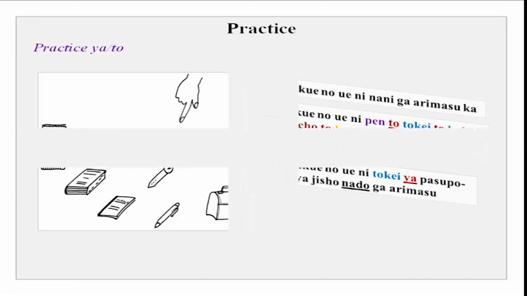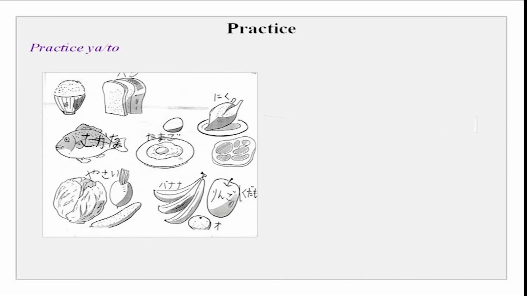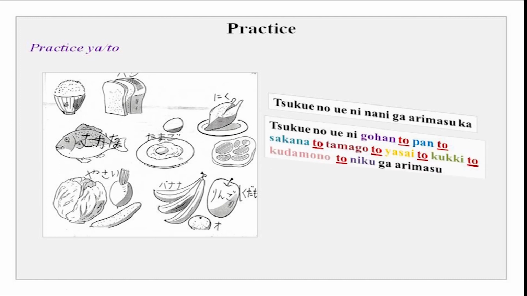You can practice now once again. You have these things on your table. Well, there are a number of things I can see. Tsukue no ue ni nani ga arimasu ka? Tsukue no ue ni gohan to pan to sakana to tamago to yasai to cookie to kudamono to niku ga arimasu. So, you have to list each and everything.